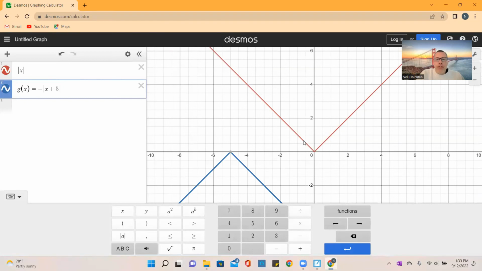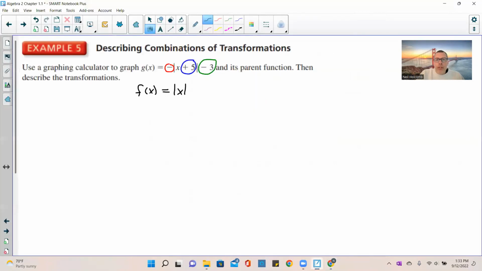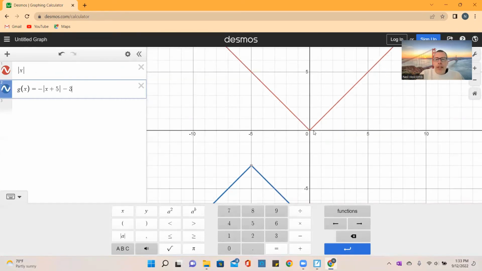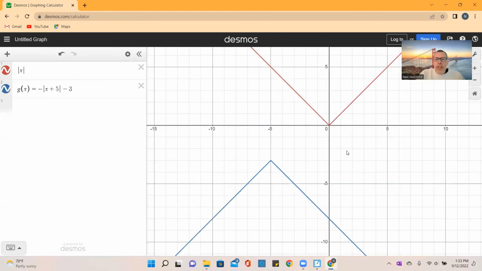So what did that plus 5 do? What did the negative do? That was over here. What did the plus 5 do? And then the last one was minus 3. And what did that do? So there is the parent function red, and there is the translated function blue. So it got flipped over at the x-axis. That's what this negative did. It reflected it across the x-axis.